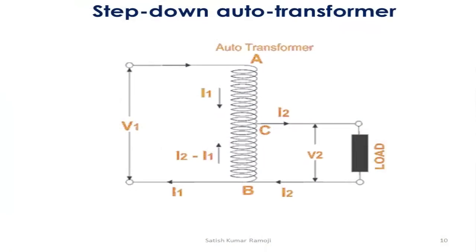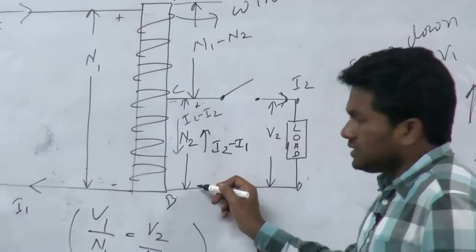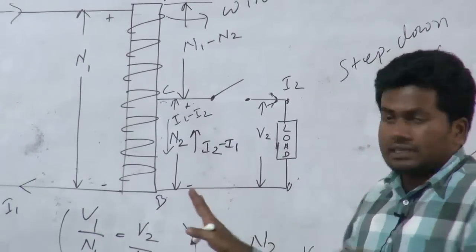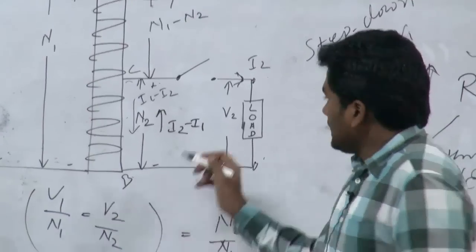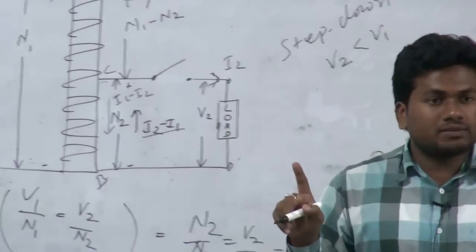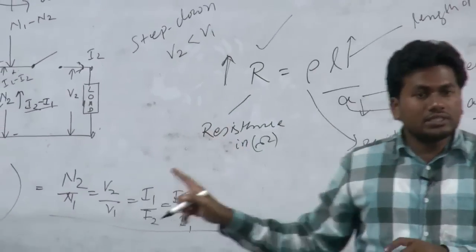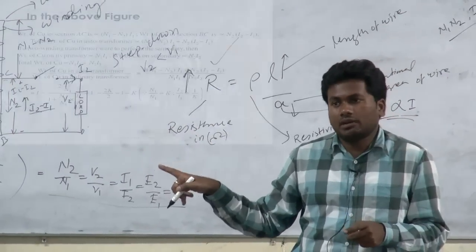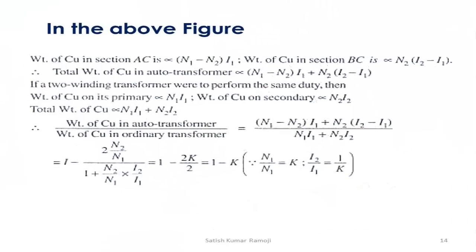I1 minus I2, yes or no? So which one is positive? This one is positive, this one is negative. Okay, now the current is fully divided. I2 minus I1, how it is flowing, that we have to find out here. Due to this only we are having the minimization of copper loss, that is how.